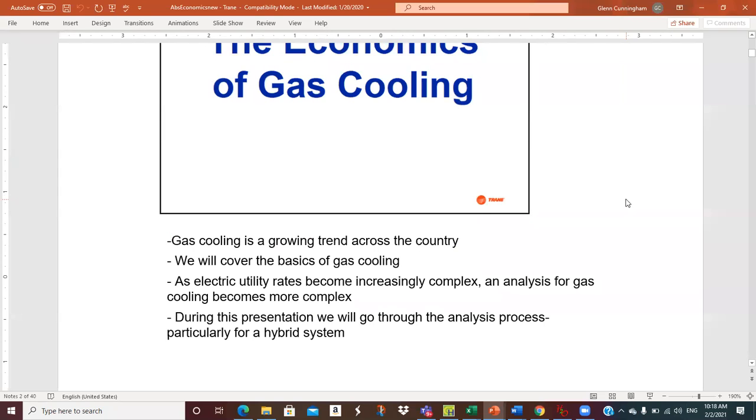Gas cooling is a growing trend across the country. Well, maybe it is, I don't know. I still don't see too many of these things. We will cover the basics of gas cooling.